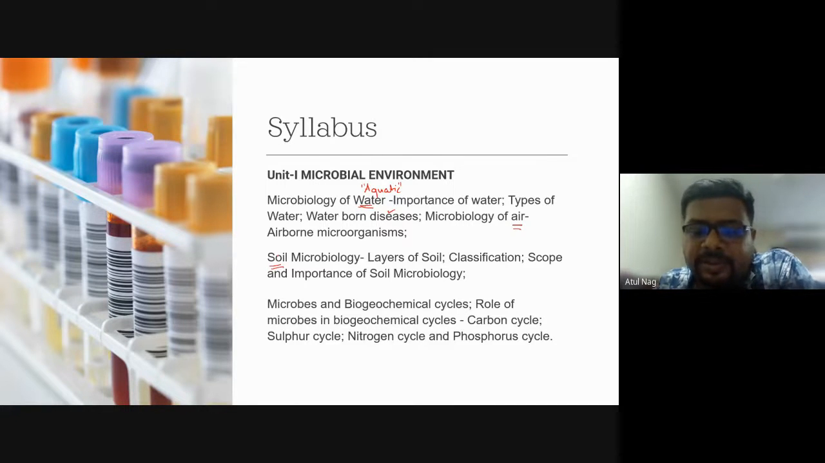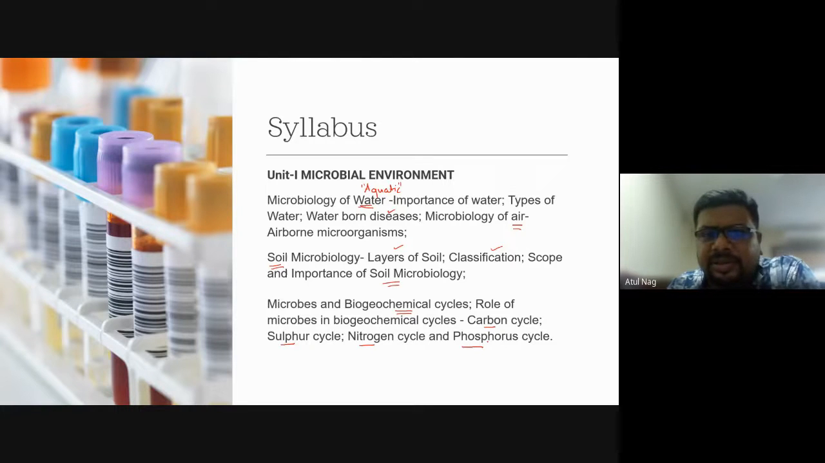Okay, so we will talk about the layers of the soil, the classification, and how soil microbiology is related to environmental microbiology. And the most important part we'll look at is the biogeochemical cycle. There are many cycles here, but we will focus on the carbon cycle, sulfur, nitrogen and phosphorus.